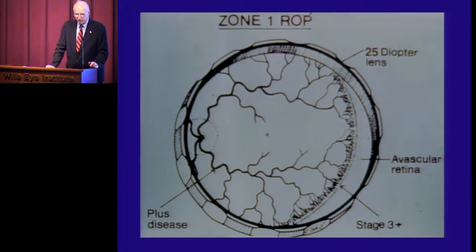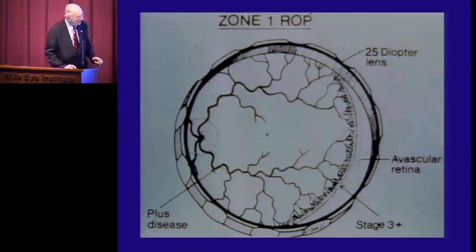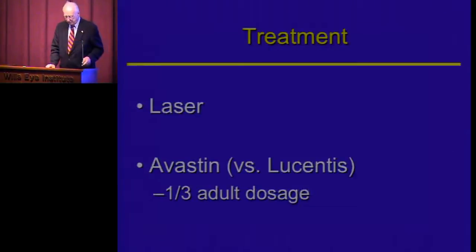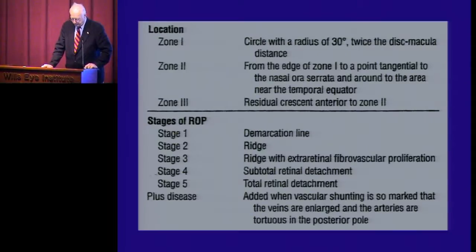Now, another way to look at zone 1 is to use the 25 diopter or 28 diopter lens. If you put the disc at one edge of the lens, and you can see avascular retina at the other rim of the lens, you're probably in zone 1. So rather than trying to figure out, well, is that really twice the radius from the disc to the macula? If you can see the disc at one rim and the avascular zone at the other, it's probably zone 1.